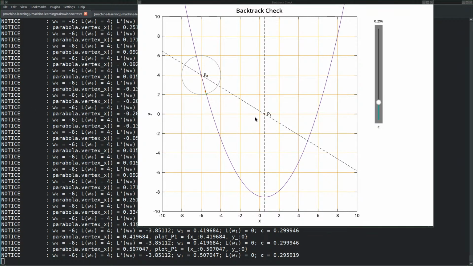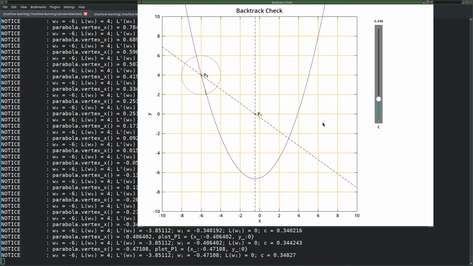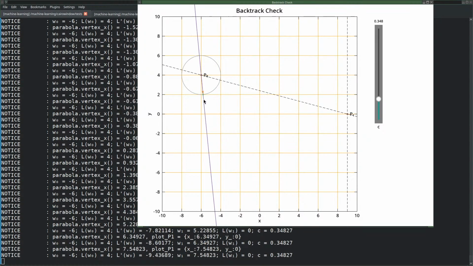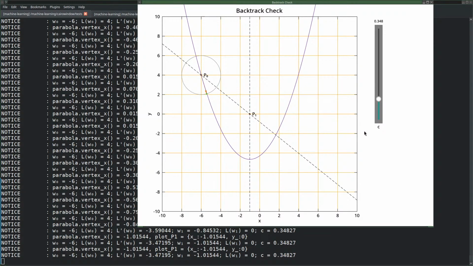Okay, I fixed it. P1 now stays on this vertical line, which goes through the vertex of the parabola, which goes through P0, and in this direction from P0. And C is the second derivative, which is the same everywhere, also in P0 anywhere.